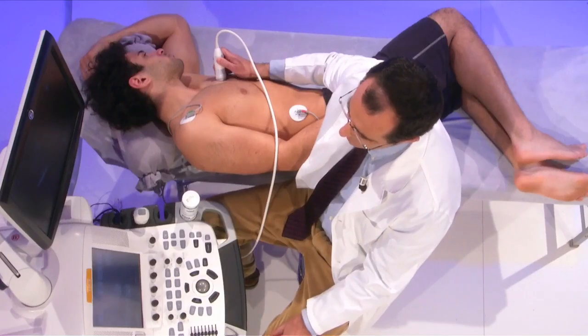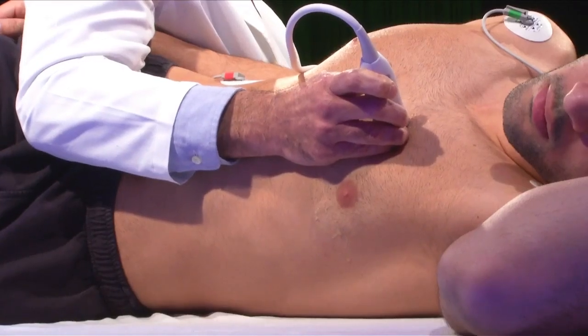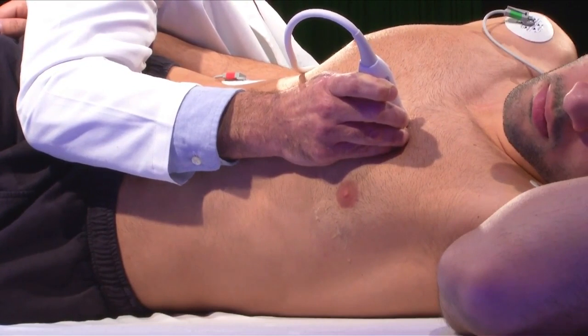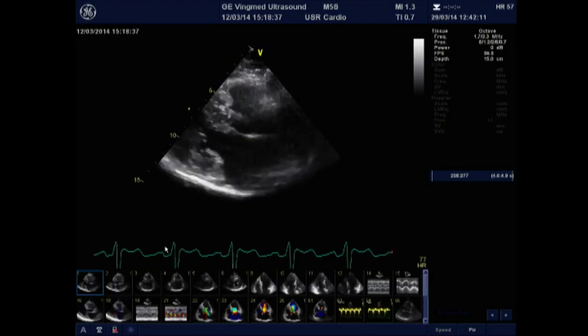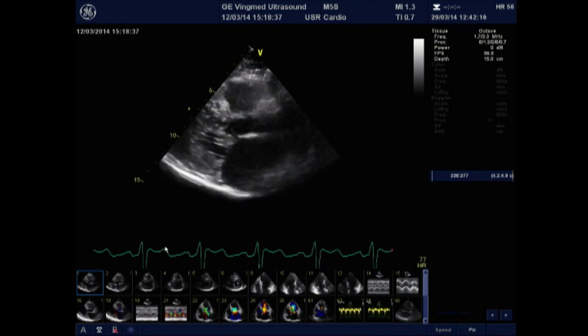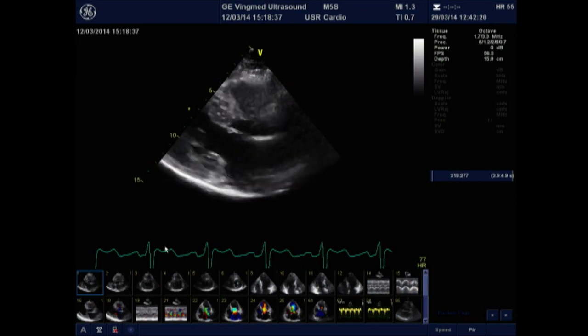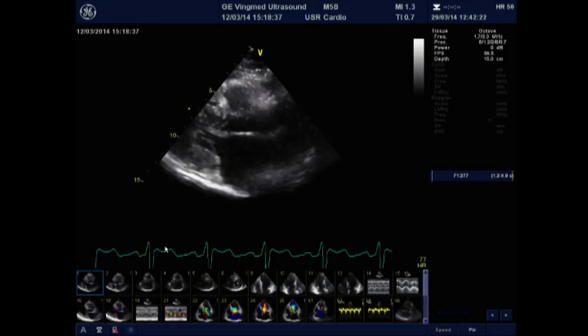This patient is a 22-year-old male with a known hypertrophic cardiomyopathy. He was very symptomatic. He was proposed for surgery, but he refused surgery, and so he underwent an ASA, an alcohol septal ablation procedure. This exam is going to be the follow-up echo after that procedure.